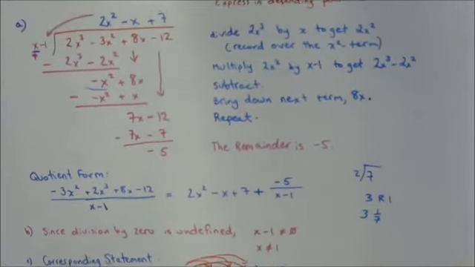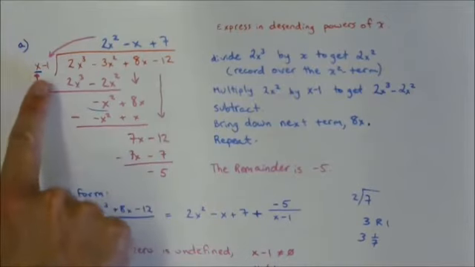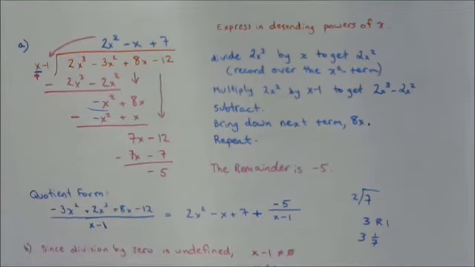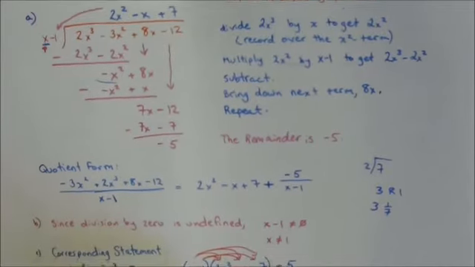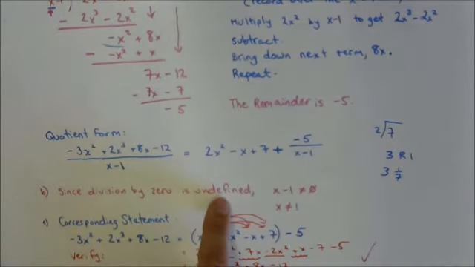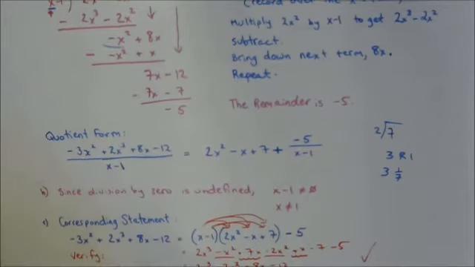What did we do? We took a polynomial, divided it by a binomial, and we ended up with a remainder. We learned how to express it in quotient form and express it as the corresponding statement. You can verify using the corresponding statement by just multiplying it out. And we also had a reminder that division by 0 is undefined, so there are restrictions to this situation. Okay, x cannot be 1 in this case.